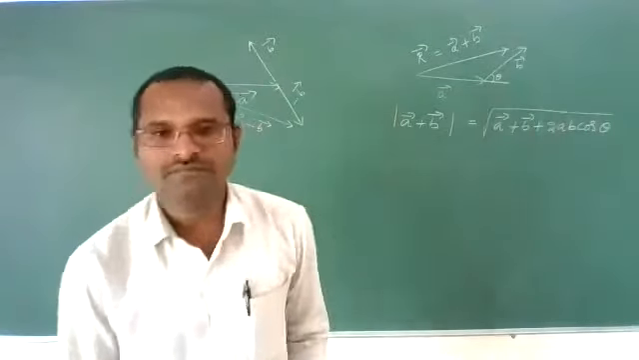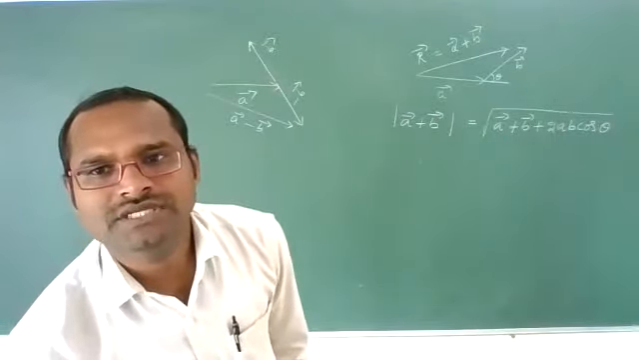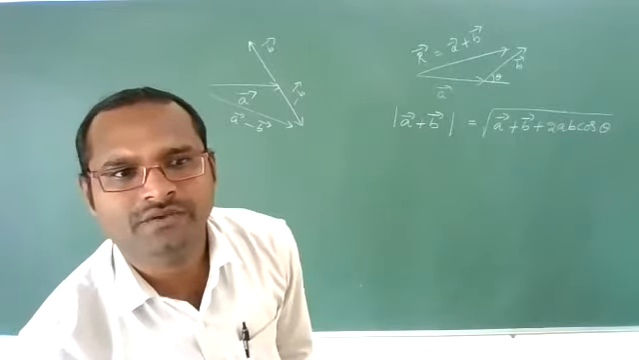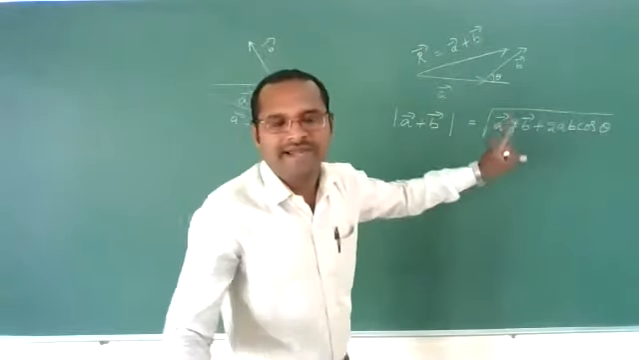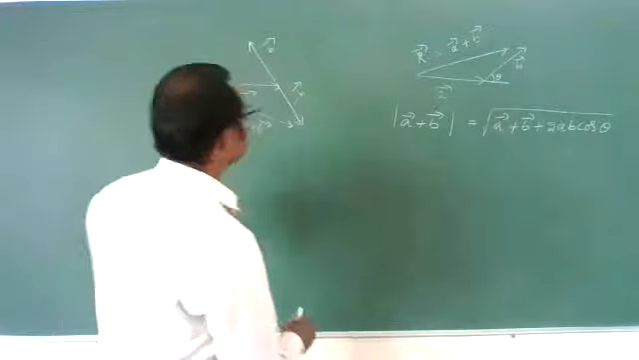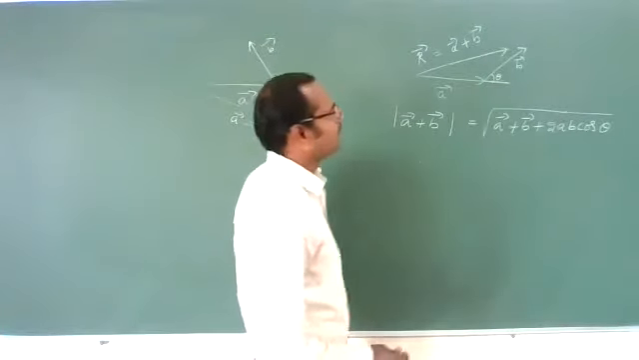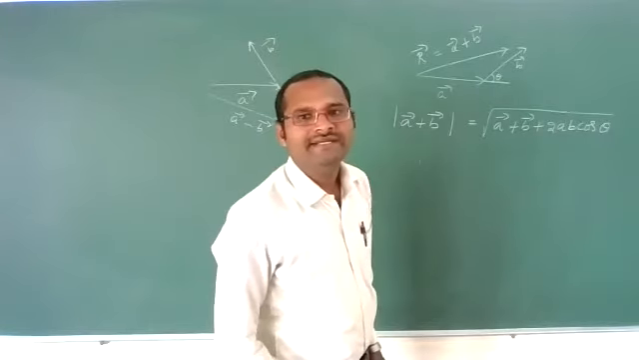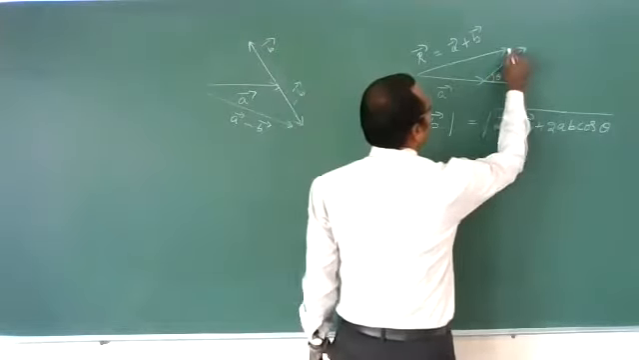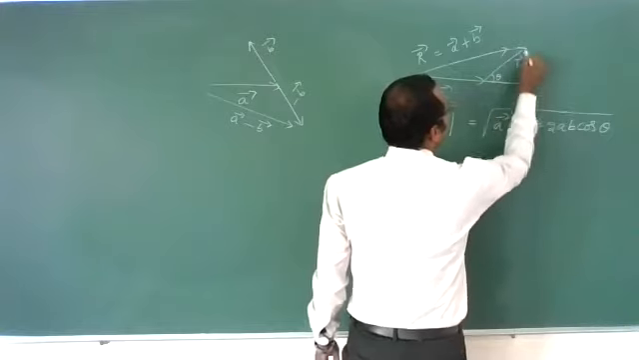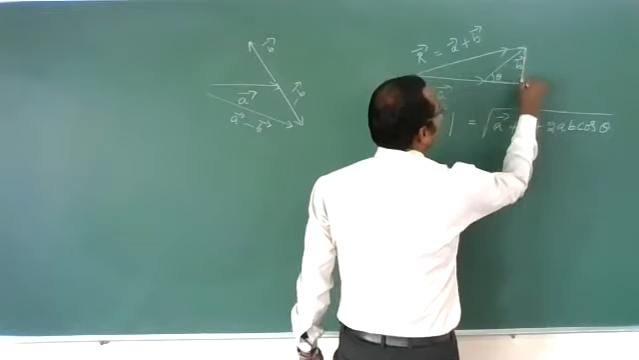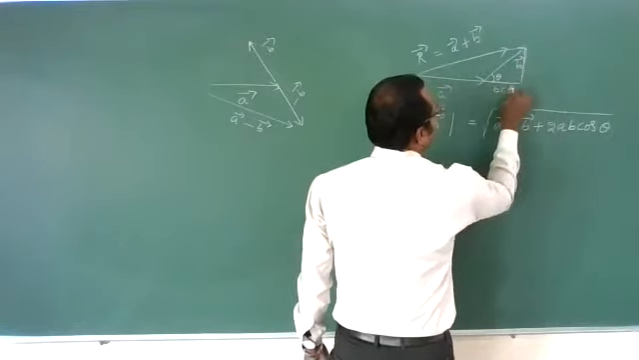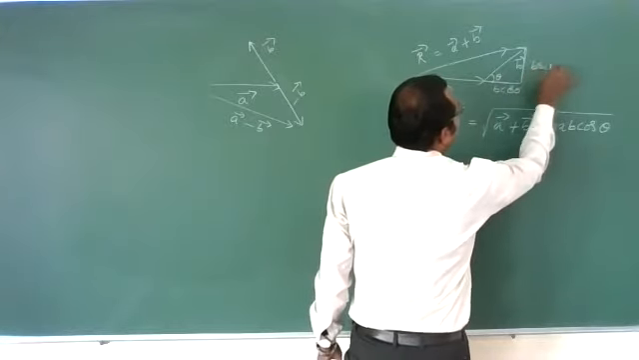Clear? Are you understanding, students? Finding the magnitude is also important. This is the A bar plus B bar magnitude. And the direction, how to find? This is R bar. For finding the direction, what to do now? Just take perpendiculars. This will be B cos theta, and this will be B sin theta.